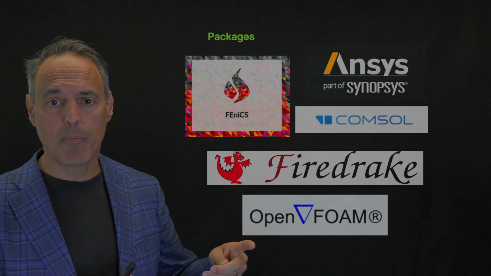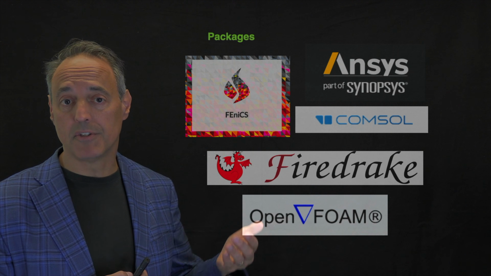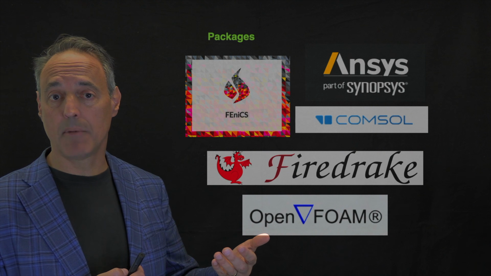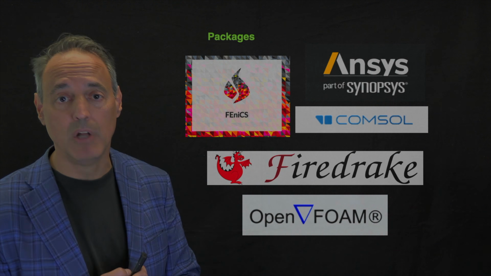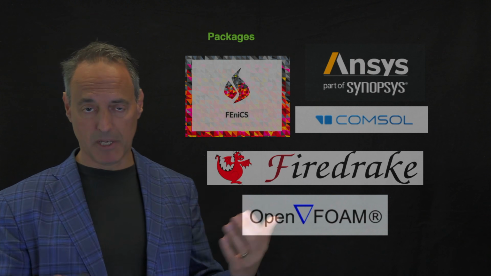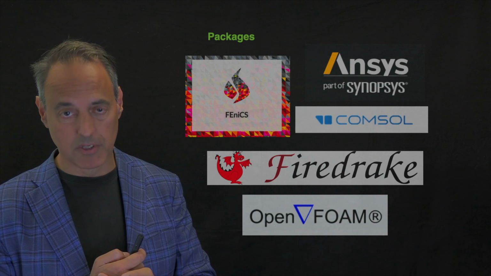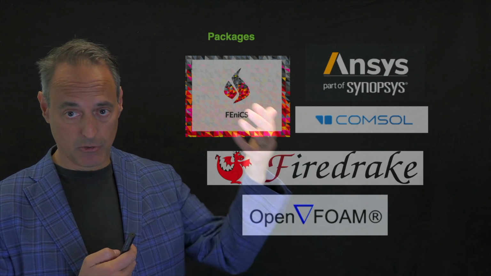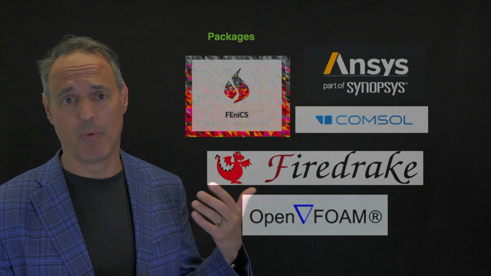FEniCS, Firedrake, OpenFOAM, these are all open source packages. OpenFOAM is especially good for fluid dynamics. So if you want to do flow physics, this is probably one of the best packages available. A lot of people have built infrastructure upon OpenFOAM, and it will do mesh generation and solution techniques all built together at once. There's always an overhead of learning to use any of these packages, but that overhead is a lot cheaper than writing your own code.